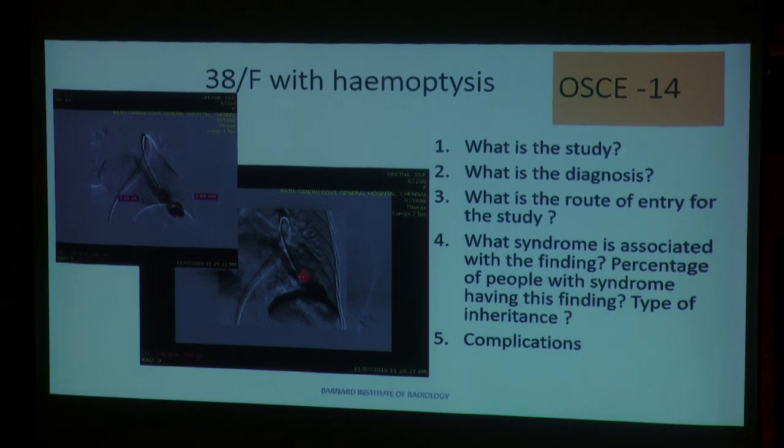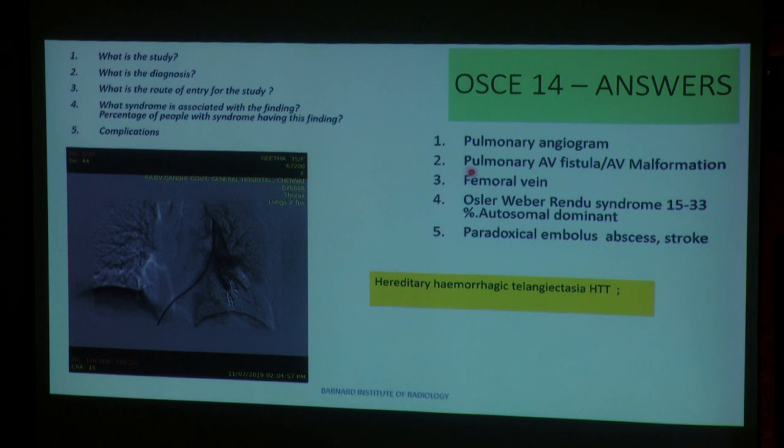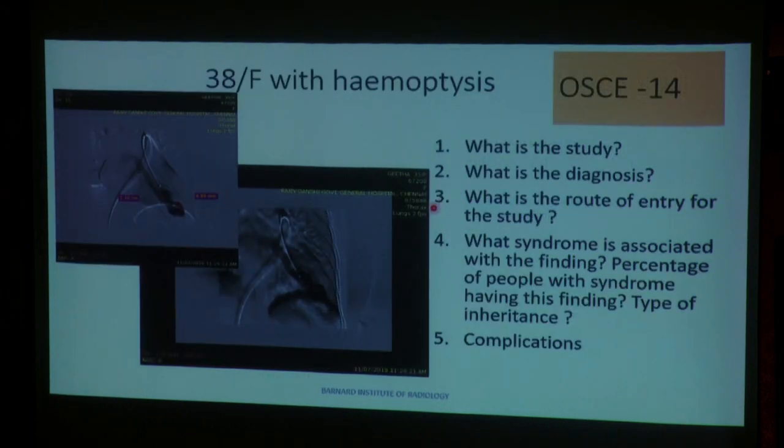Okay, so this is a pulmonary angiogram, and what is the diagnosis? It's a pulmonary AV malformation. There are two malformations which are seen. There are two aneurysms and fistula formation, one smaller and one larger.